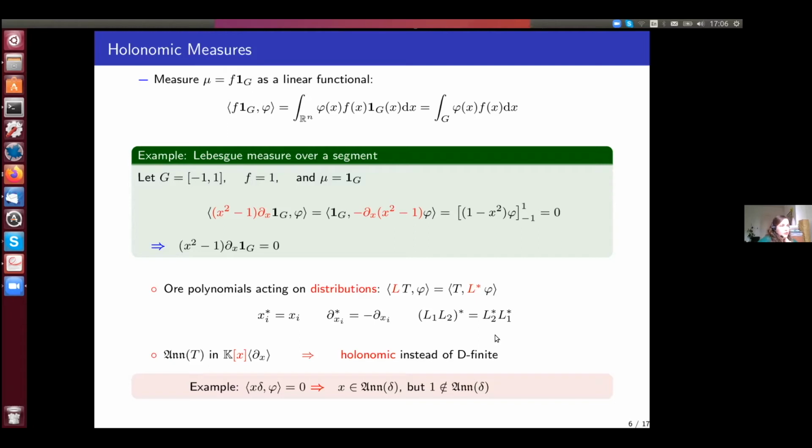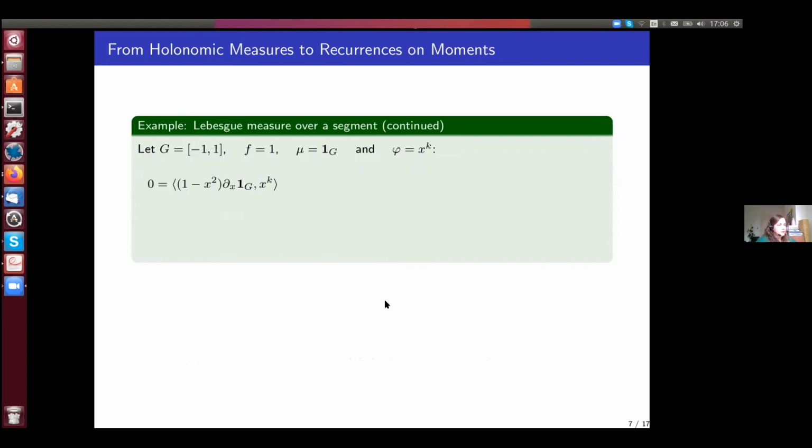So when working with distributions, we can apply operators like array polynomials and do all the machinery of the usual differential algebra algorithms, but we have to take into account that we cannot cancel out denominators. So we will only work in the polynomial holonomic setting.